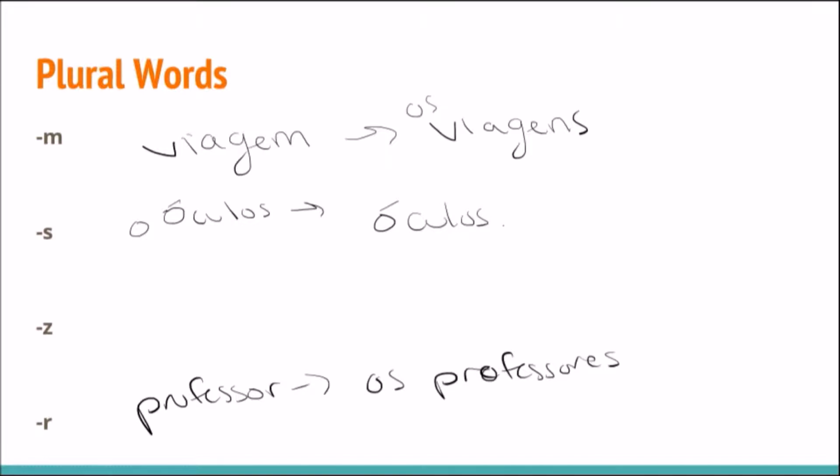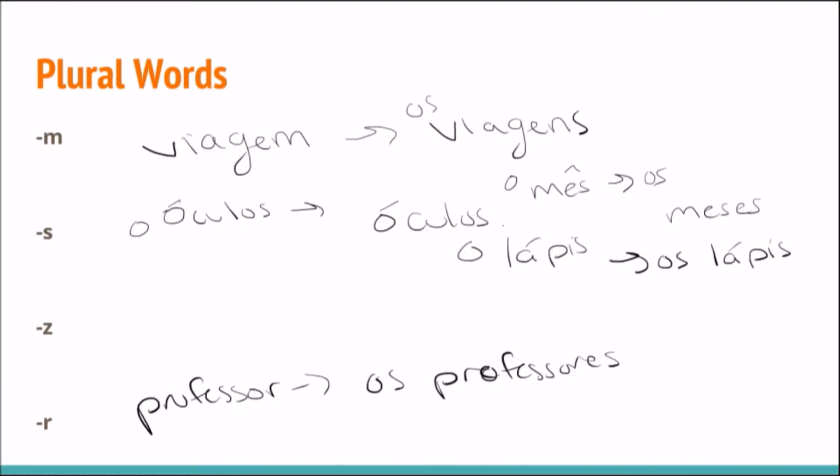I'll give you two more examples with S. Mês is a month, right? O mês, os meses. Now, here's another strange example. Lápis, pencil, right? Same exact thing. Os lápis. So sometimes, like óculos, glasses, you just add an S. Same thing with pencil, lápis, just add an S. Other times, you can actually add the ES. So it really just depends.